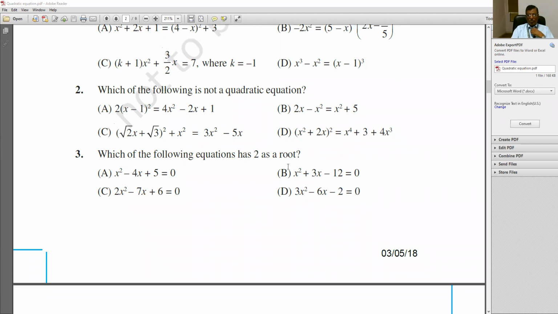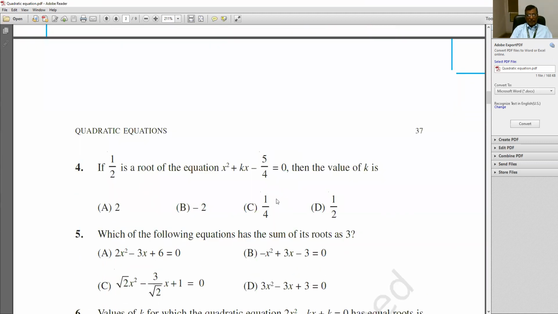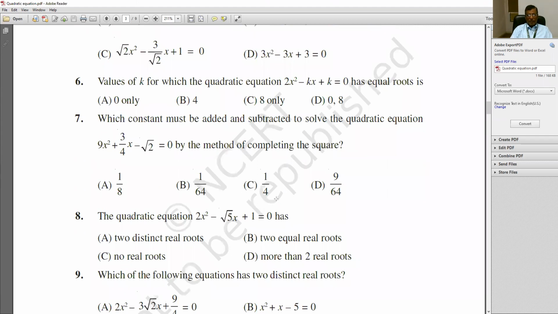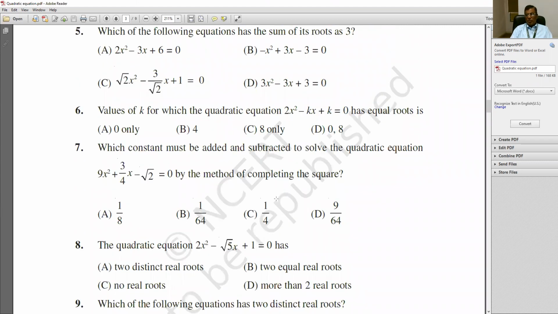Which of the following equations has 2 as a root? It means you have to solve this equation, then this equation, then this equation, and then this equation, and see in the solution of which one of the equations 2 is coming as one of the answers. Then the correct answer you are searching for will be given this way. This is objective 4, 5, 6, 7, 8. You can take a screenshot of this also.